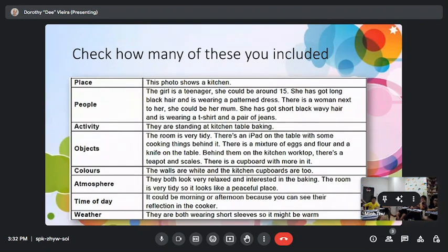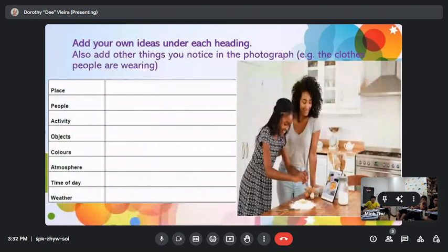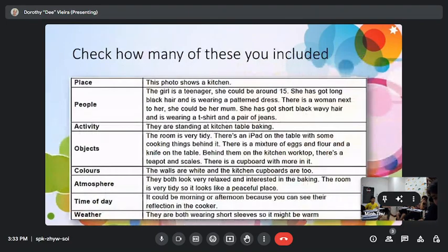So if I go back, reflection, if you look here on the cooker, you can see a reflection like a mirror. Okay, you can see them, you can see the girl's arm, I think, in the picture. I mean, on the cooker. On the cooker. So translate that, Baron, translate that. It could be morning or afternoon because you can see their reflection in the cooker.